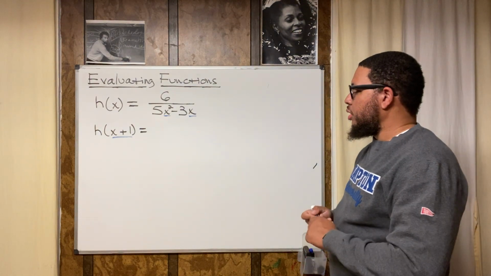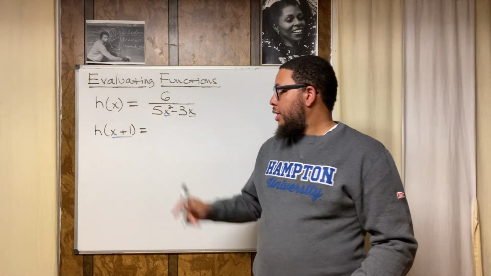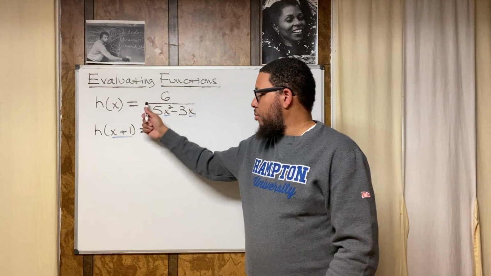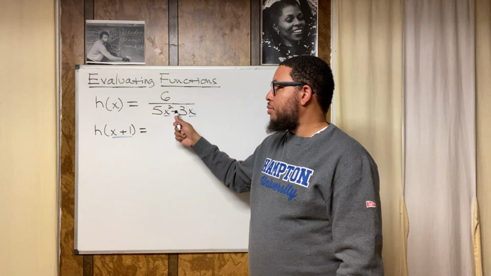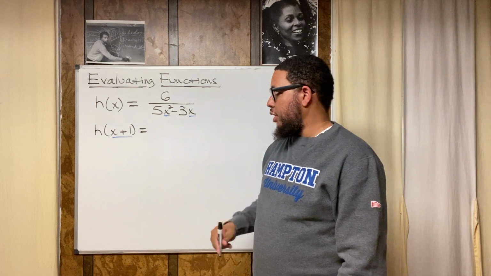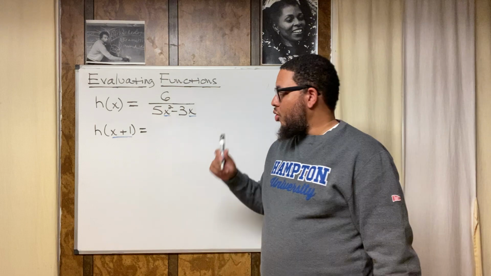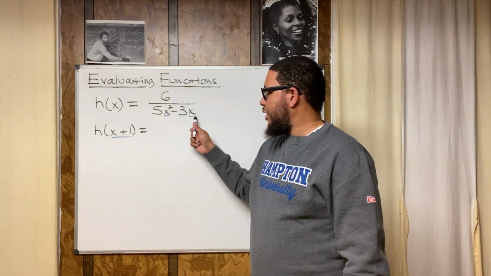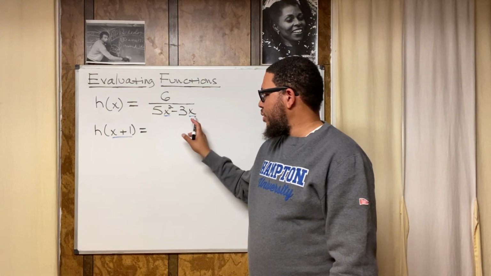So let me show you what it's going to look like. The only thing that changes is those x's. This 6 doesn't change. This fraction bar doesn't change. This 5 doesn't change. This exponent 2 doesn't change. This minus sign doesn't change. This 3 doesn't change. The only thing that changes, I can't emphasize this enough, is this x and this x. And that's going to change into an x plus 1, and that's going to change into an x plus 1.